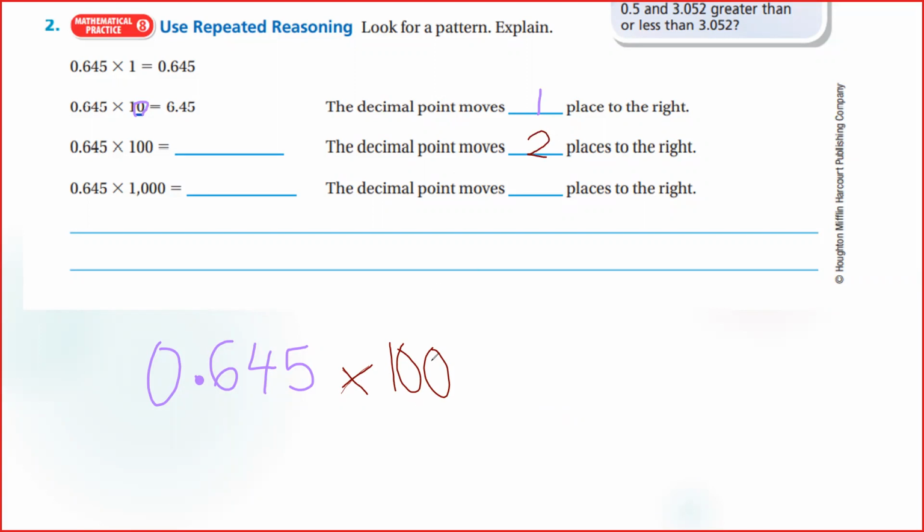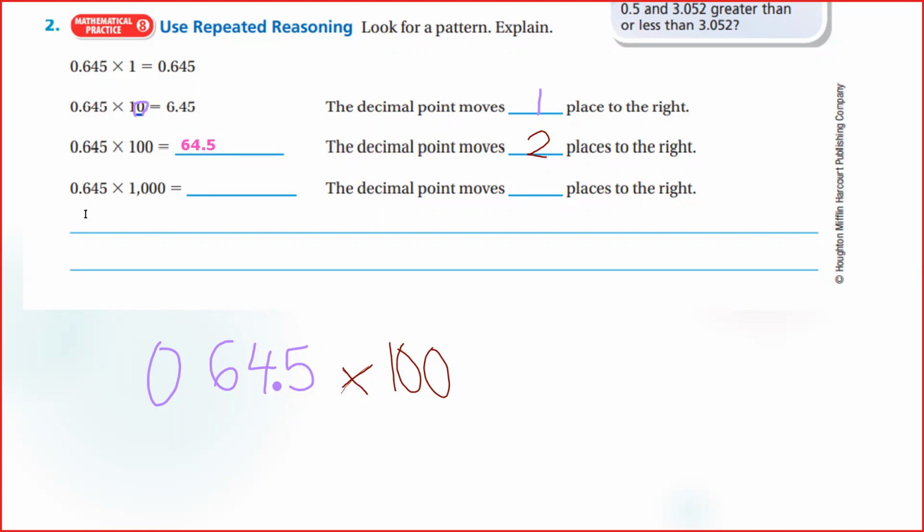Here we have two places, so we will put the decimal point after the four. We have to move the decimal point one, two digits. So it comes like 64.5. Here it will be 64.5. Don't need to put the zero.